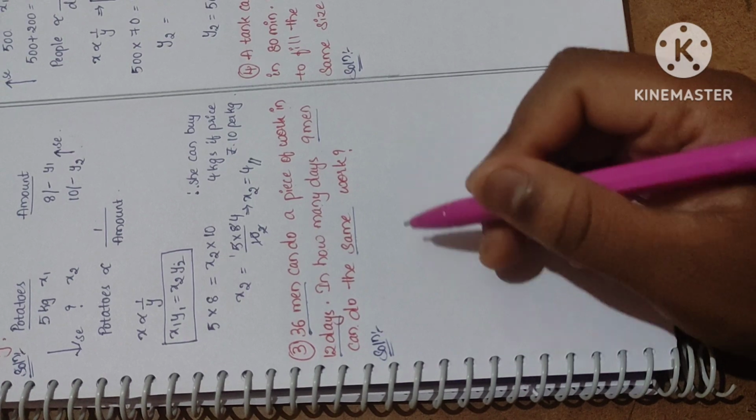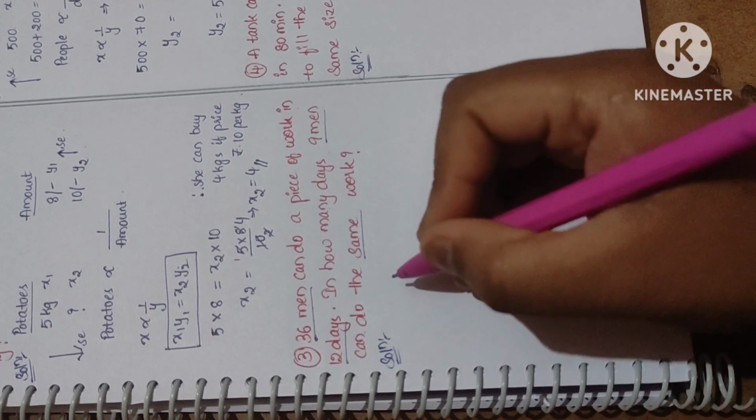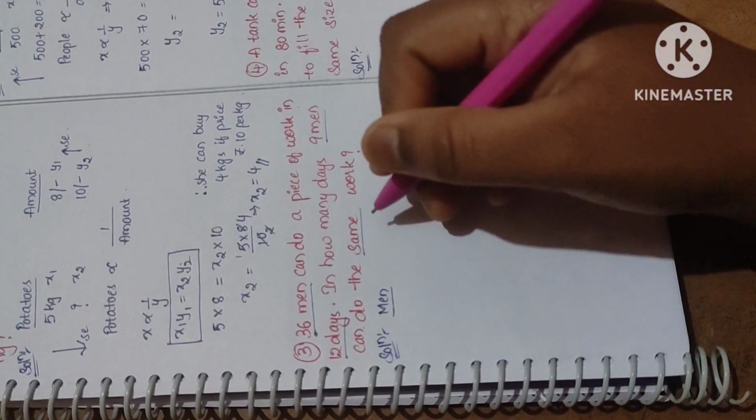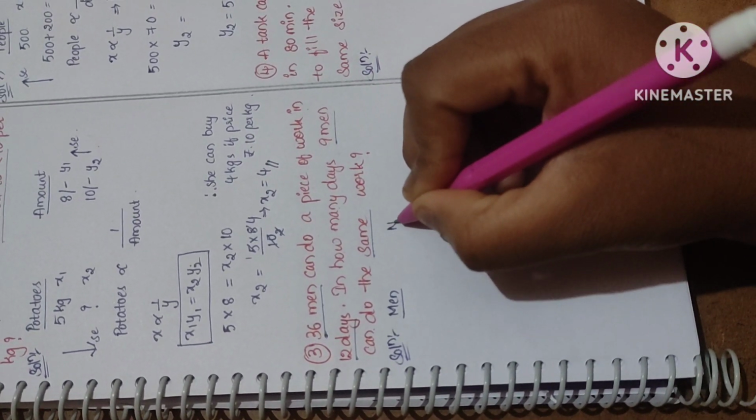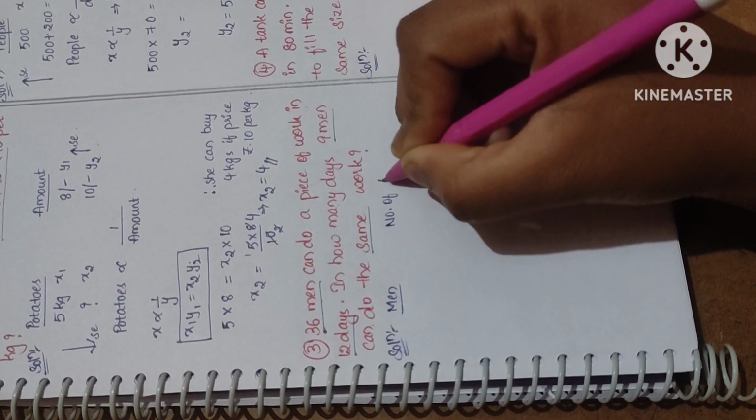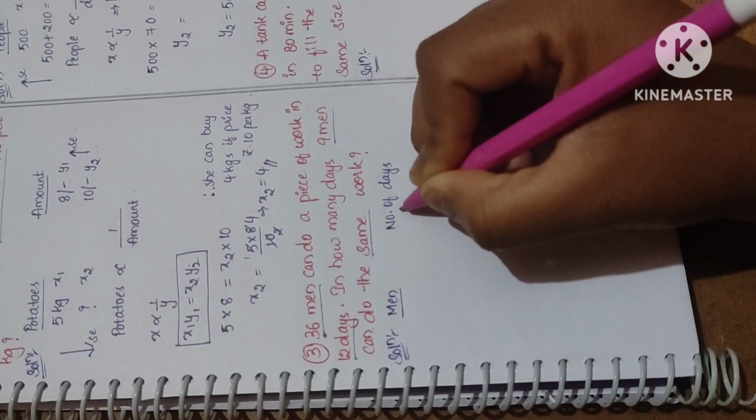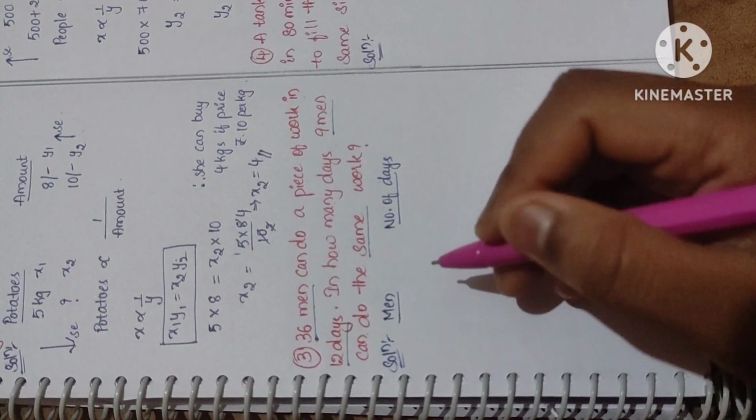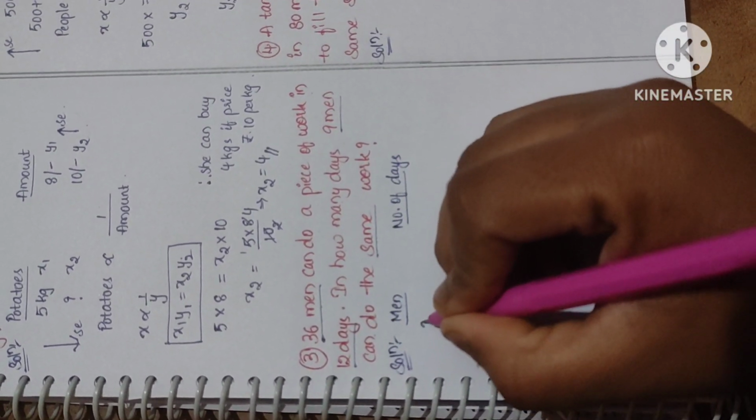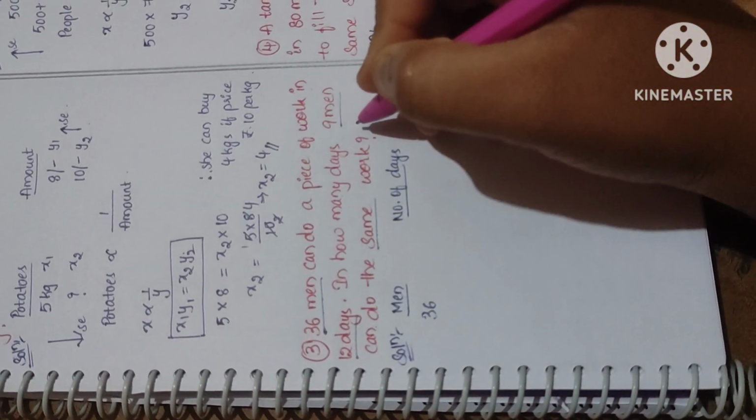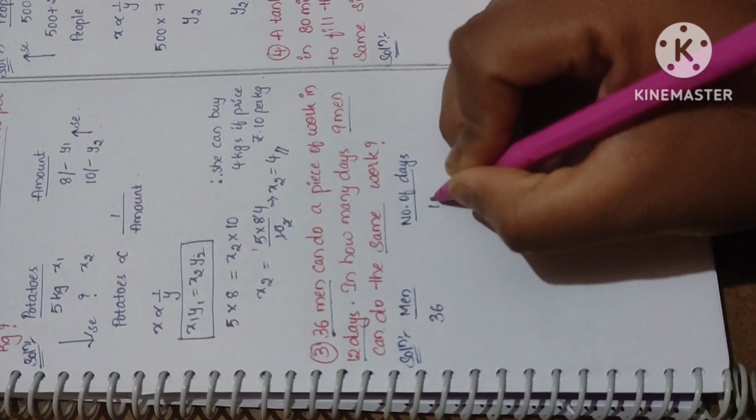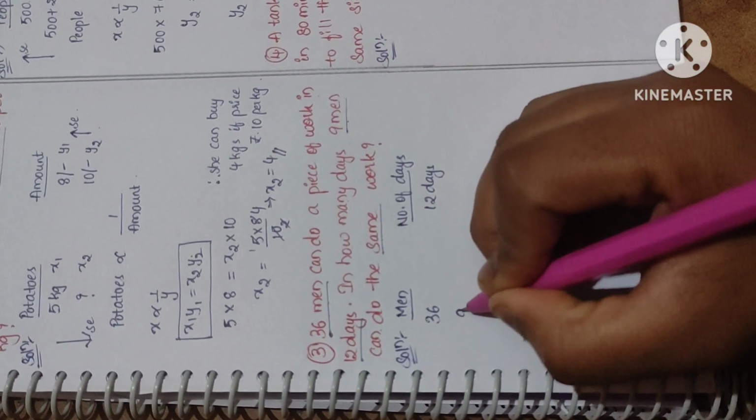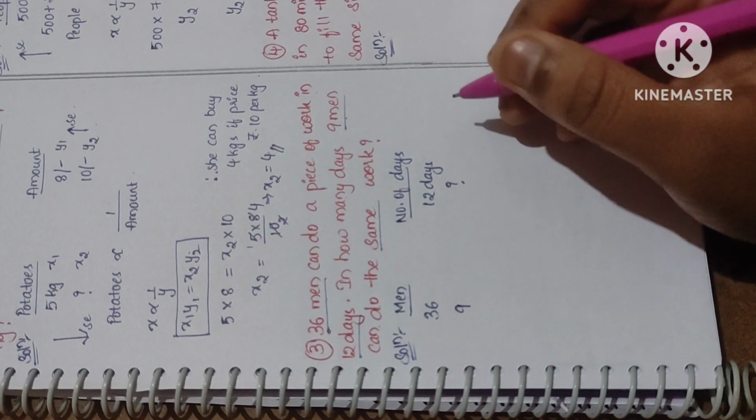So here also they have given two quantities. One is men and another one is days. So let's write the two quantities, men and number of days. First, 36 men can do a piece of work in 12 days. So we have to write 36 men. How many days will they take to complete the work? 12 days. Next, if 9 men do the same work, in how many days will they complete it?